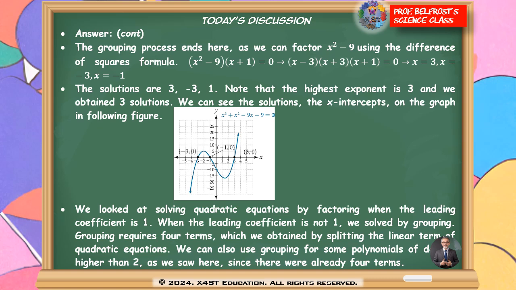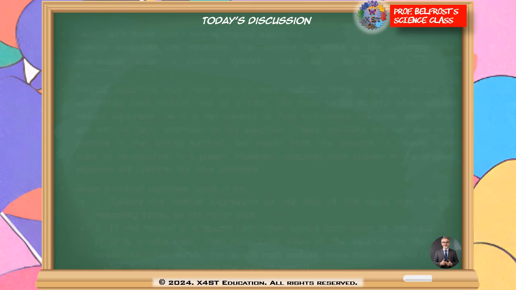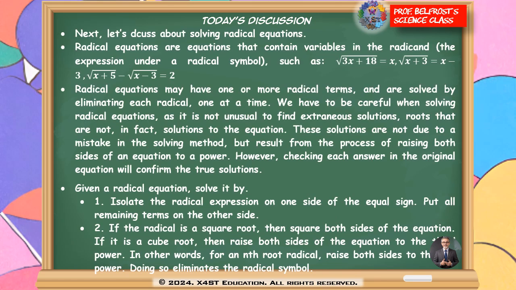And here is the figure. I also want you to learn how to plot the figure by yourself. Okay. So we'll look at solving quadratic equations by factoring when the leading coefficient is 1. This is done. But when the leading coefficient is not 1, then we can solve by grouping too. Grouping requires 4 terms. And let's see that we can do it. So it is done as shown in the previous example.